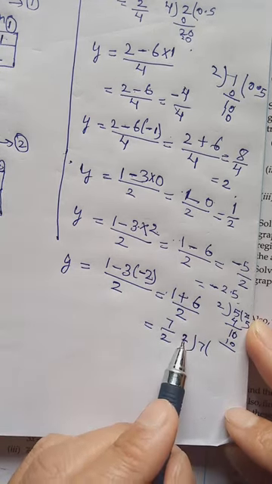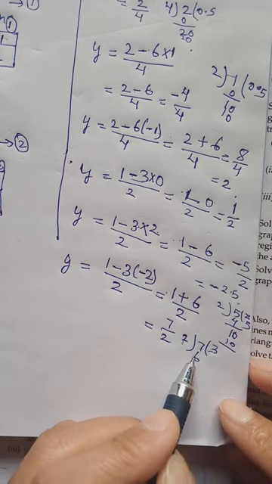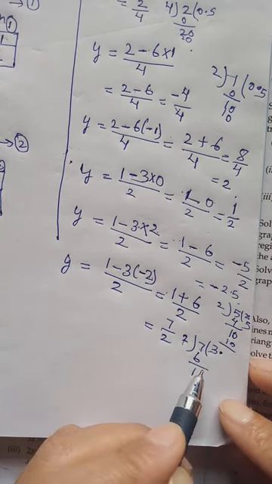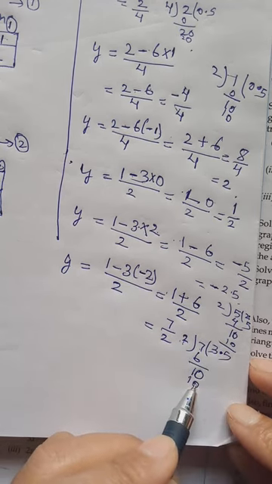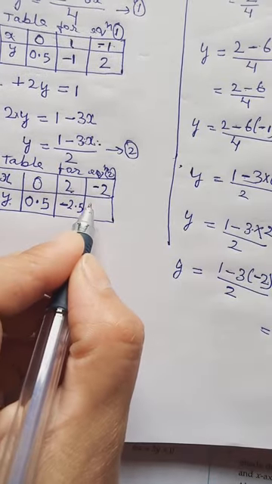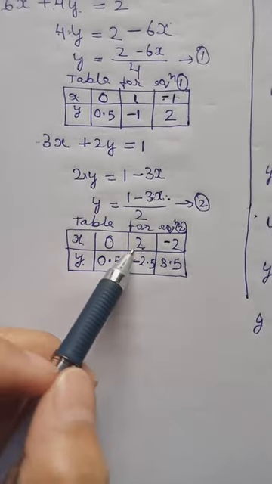So 7 we divide by 2. Which one is greater, 2 or 7? 7. So 2 into 3, 6. No more number, we put a decimal. Once we put the decimal, it will come down 0. 2 into 5, it will become 10. So that means here the value for y is 3.5. Okay, then now we are table ready.